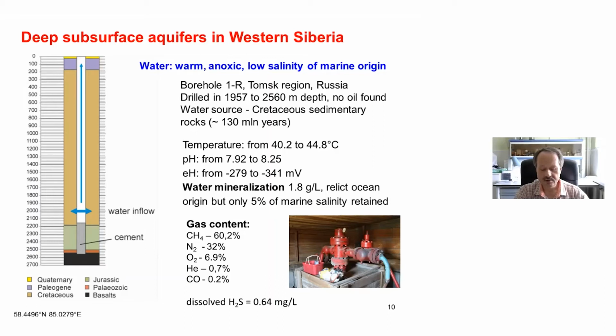However, most of the water is derived from meteoric recharge of the aquifer, since only 5% of original marine salinity was obtained. So it was not fully conserved for 100 million years. Notably, the concentrations of sulfate and nitrate are low. The main dissolved gas is methane, and according to isotopic data, it is mostly of biogenic origin. The water also contains dissolved hydrogen sulfide, and this is an indication of microbial sulfate reduction in the reservoir.